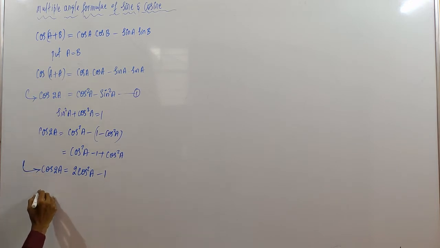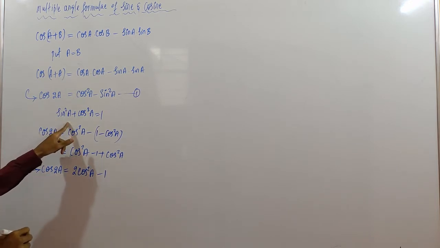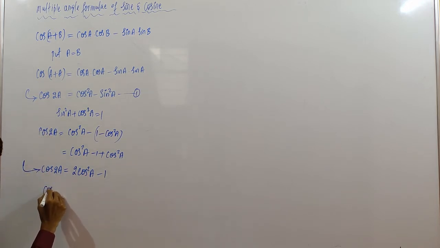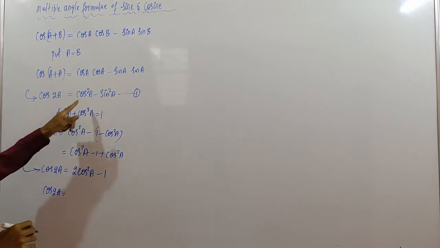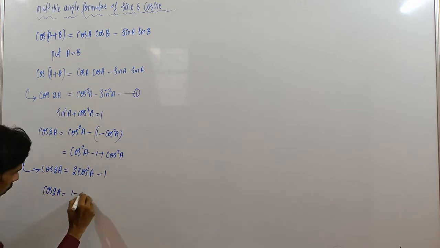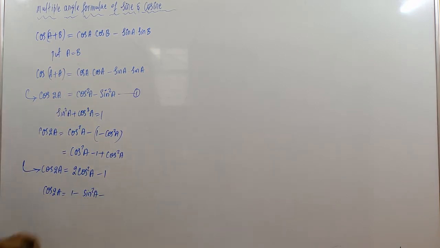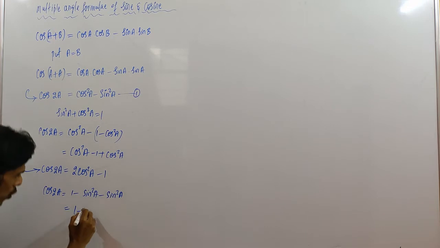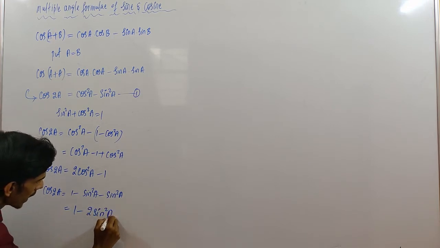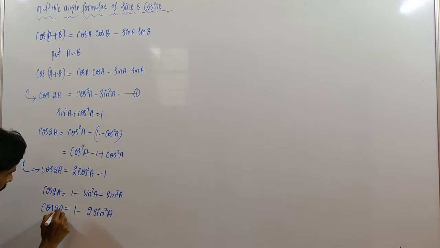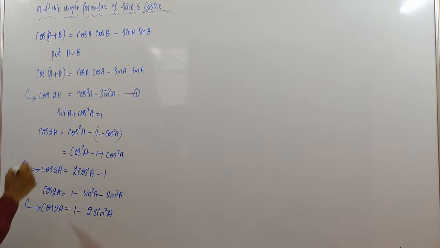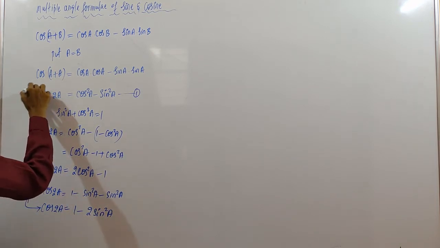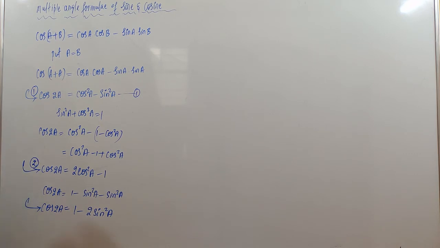Similarly, from this, get the value of cos square A and put here. Then cos 2A is equal to, cos square A value is 1 minus sin square A, so it will become 1 minus sin square A minus sin square A. So this will become 1 minus 2 sin square A. This is another formula: cos 2A value is 1 minus 2 sin square A. So we have first formula, second, third.